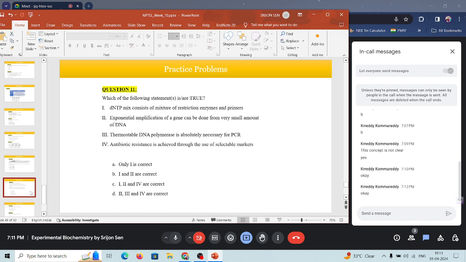Which of the following statements is or are true? dNTP mix consists of a mixture of restriction enzymes and primers. Exponential amplification of a gene can be done from very small amounts of DNA. Thermostable DNA polymerase is absolutely necessary for PCR. Antibiotic resistance is achieved through the use of selectable markers. So which of the following statements is or are true?